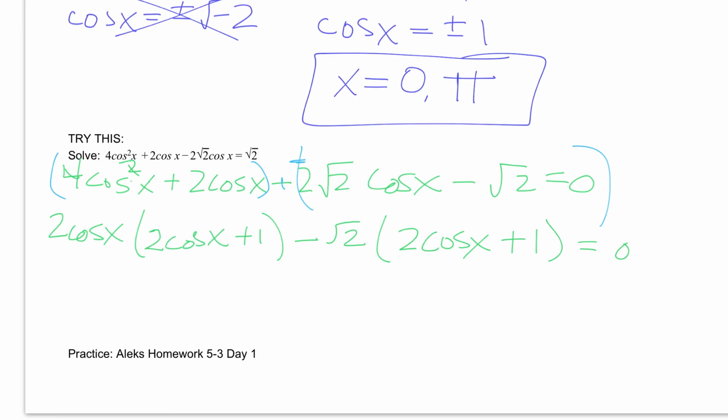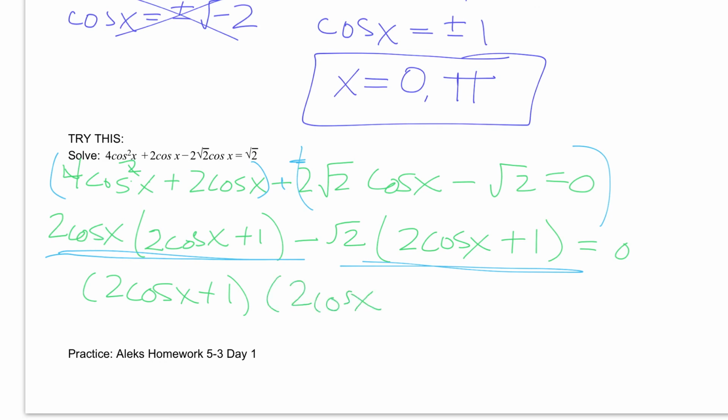And then now I'm left with 2 different terms. I have this term here and this term here. And what's common to both of these is that 2 cosine x plus 1. So I can factor out the 2 cosine of x plus 1 from both terms. And if I take it out of the first term, I'm still left with a 2 cosine x. And if I take it out of the second term, I'm still left with a minus square root of 2, equal to 0.